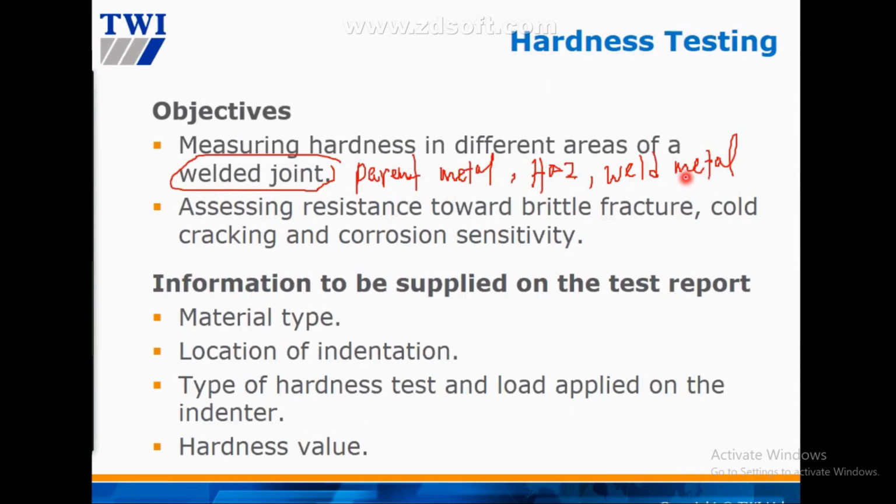Okay? And also to assess brittle fracture, because remember yesterday we talked about brittle and the fracture mechanism when hardness increased, so we've got brittle, right? And cold cracking, which is hydrogen crack. One of the factors for hydrogen crack, cold cracking, is hardness. When you got very high hardness, then you got one of the factors for hydrogen crack to occur.